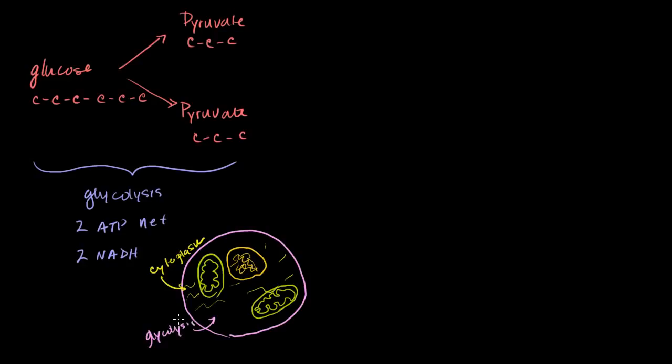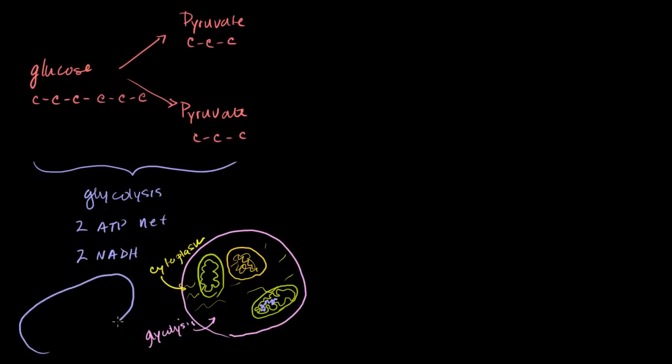Now, we all know, from the overview video, what the next step is. It's the Krebs cycle, or the citric acid cycle. And that actually takes place in the inner space of these mitochondria. Let me draw it a little bit bigger. Let me draw a mitochondria here.